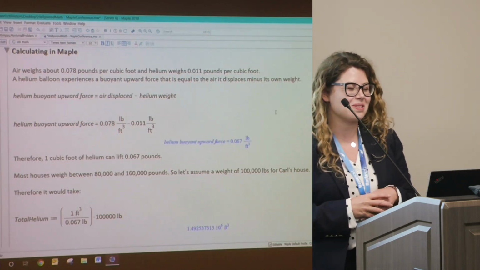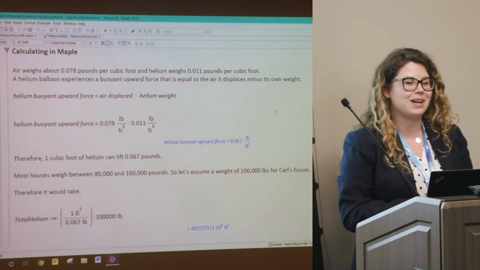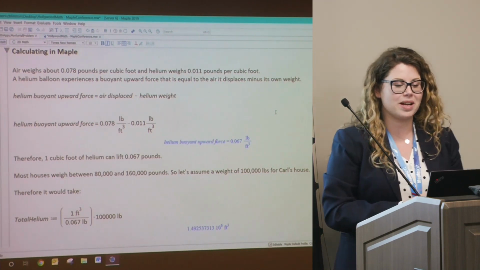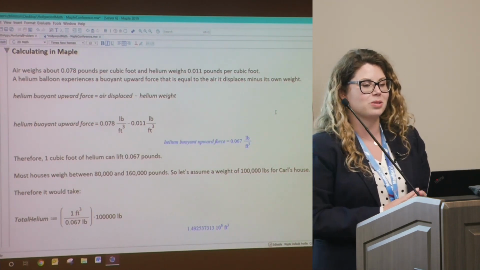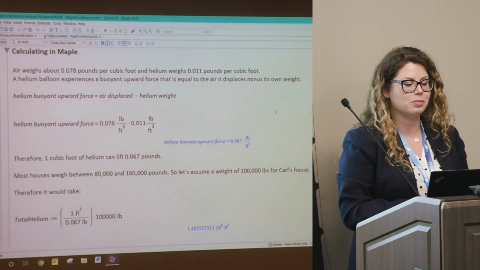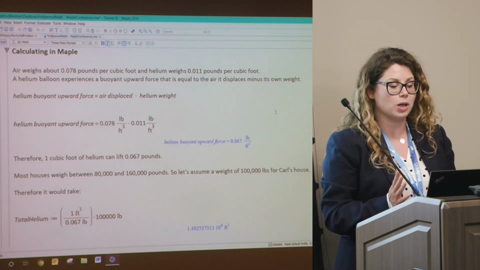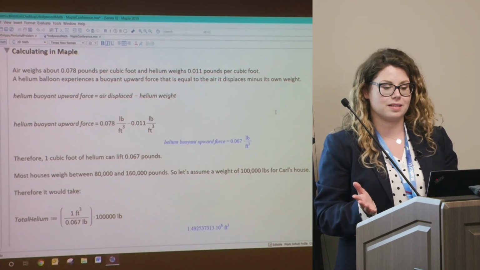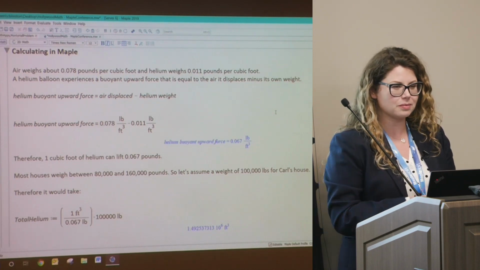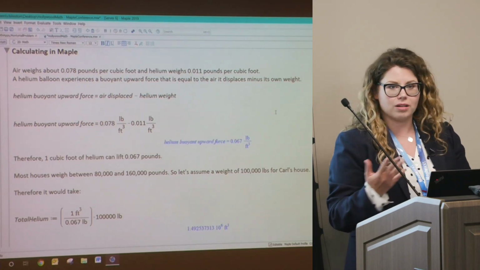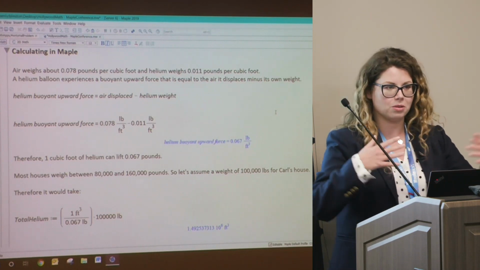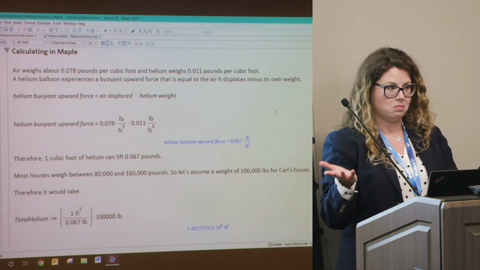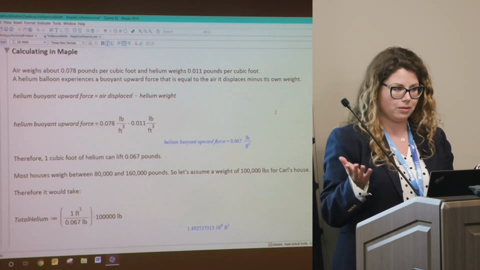So air weighs about 0.078 pounds per cubic foot, and helium weighs about 0.011 pounds per cubic foot. The helium balloon experiences a buoyant upward force that's equal to the weight of the air it displaces minus its own weight. And this might be knowledge to some of you, all of you, maybe none of you, and you're looking at me like, okay, cool, that's fine.